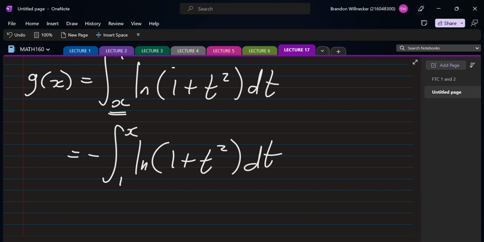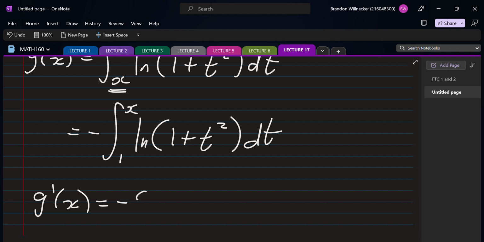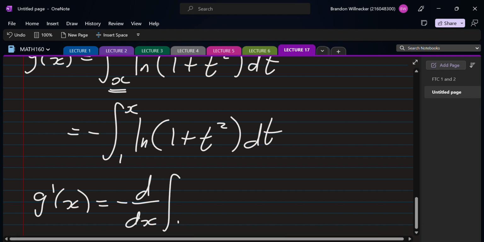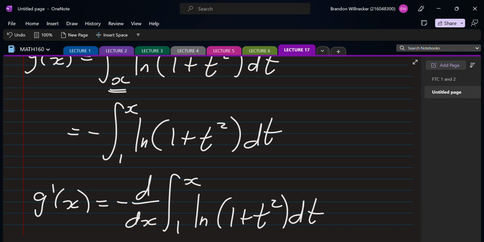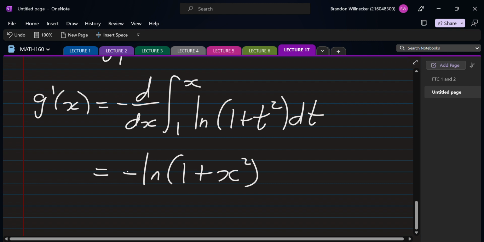Now we can use FTC2 because x is at the top. So g prime is going to be the derivative; the minus 1 we can take out, so it can be minus d by dx of the integral from 1 to x of the natural log of 1 plus t squared dt. Again, the derivative and the integral cancel out, so it's going to be minus the natural log of 1 plus x squared. We take our integrand and we evaluate it at x. And we get the minus sign because we had to swap the bounds, because that's what we need for FTC2.